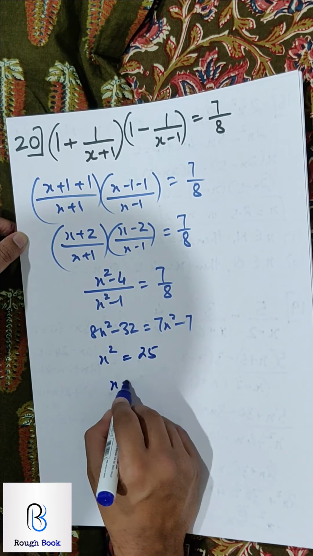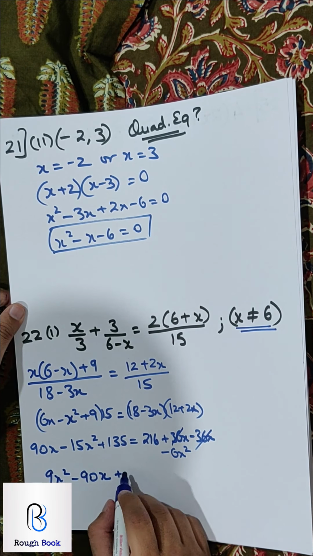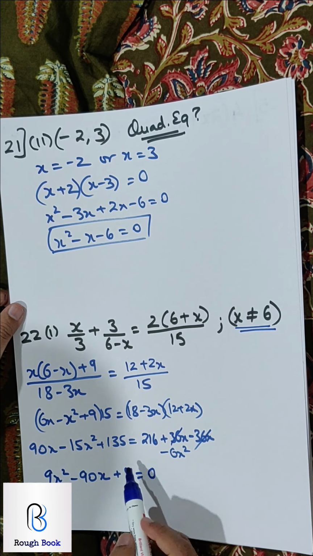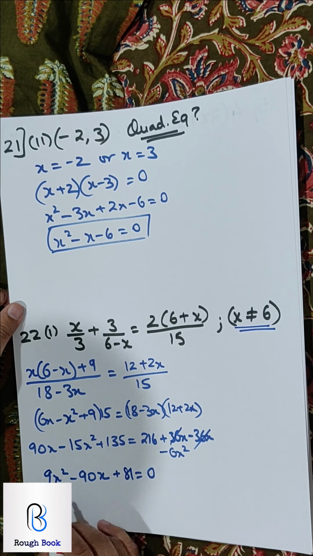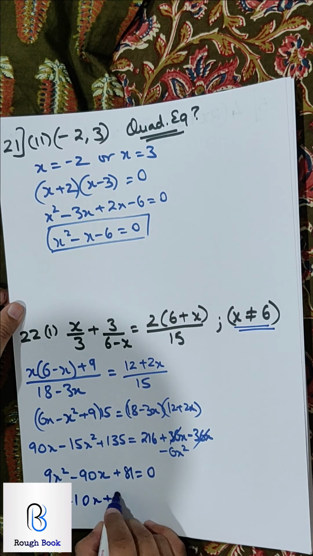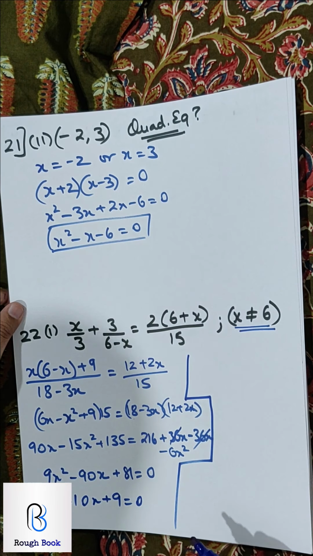So plus 15 minus 6 gives me 9. Then 90x on the other side, so minus 216 minus 135 will give me something in positive. That will be 65 plus 16, 70, 81 equals 0. Let me recheck. 5 plus 1, 6, 8, 9, 10, 11 and 2. Correct. Dividing by 9, so I'll get x square minus 10x plus 9 equals 0. Yeah, how many of you all are with me?